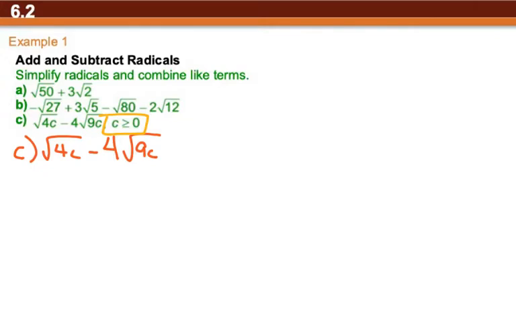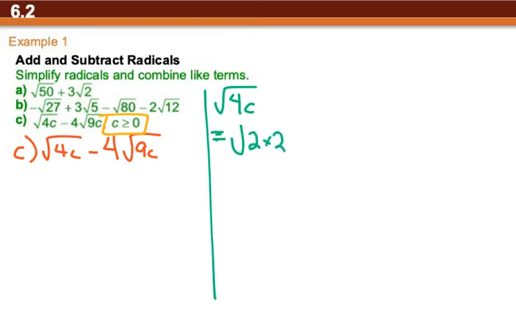We don't have like terms, so we need to look at simplifying. We have square root of 4c. Prime factorize the 4, which would be 2 times 2. Break down the exponent on the c if there was one. There isn't. Look for pairs, pull them out. We have a pair of 2's. So square root of 4c is equivalent to 2 root c, which I'll put back in here.